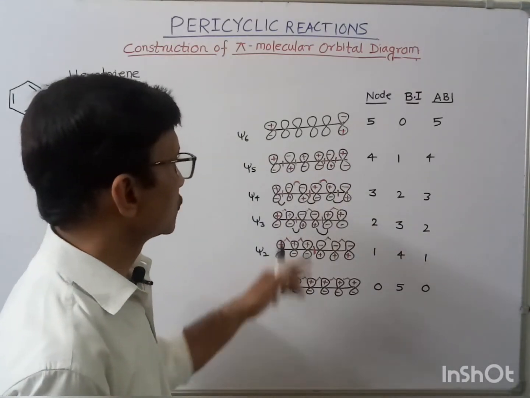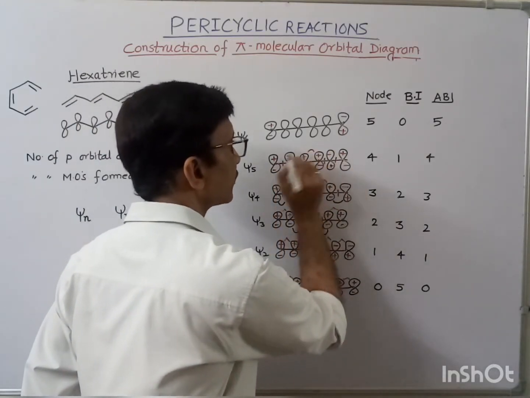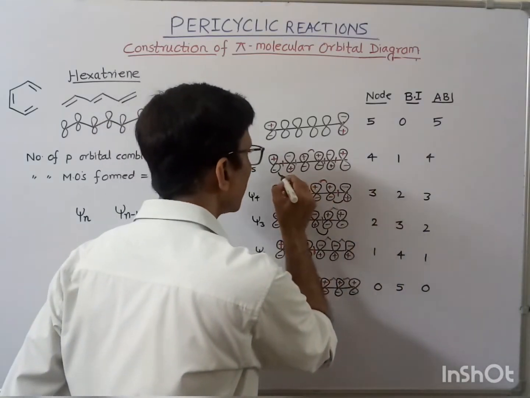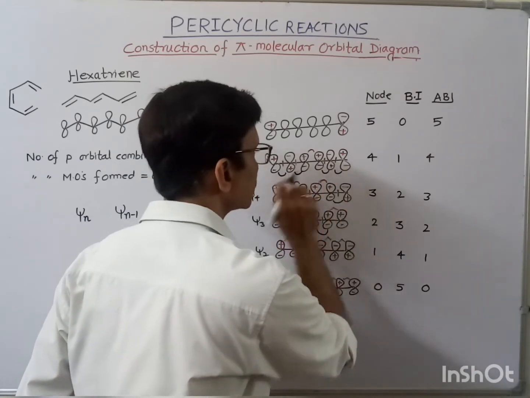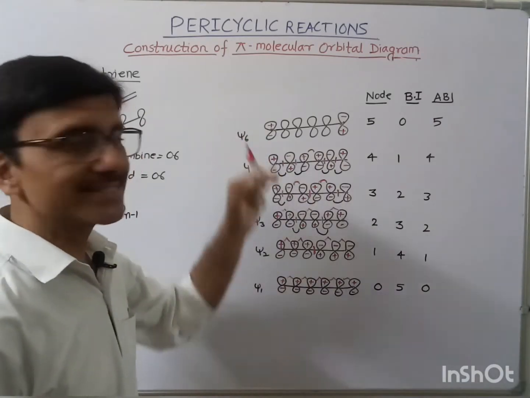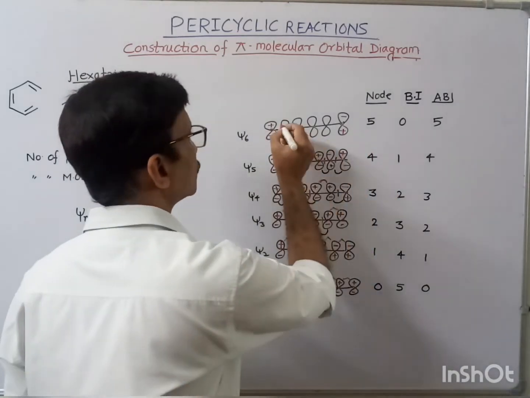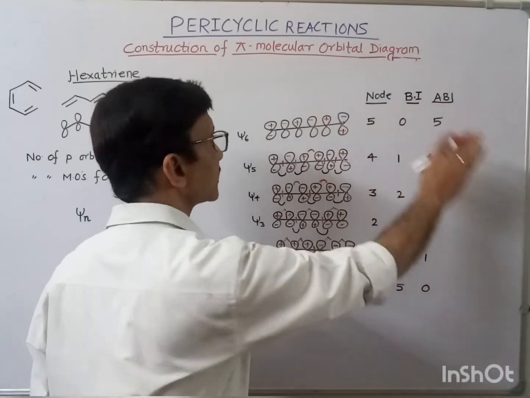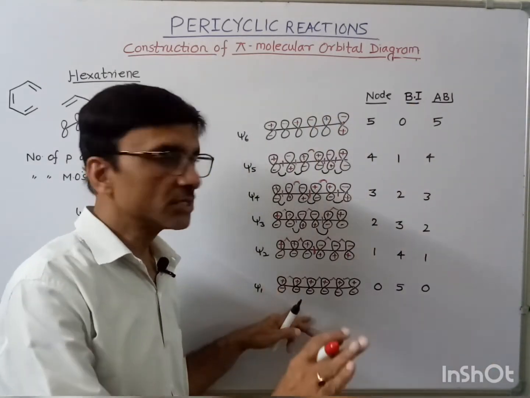Clear? So if you see the bonding interaction, how many bonding interactions? This is one bonding interaction. And four anti-bonding interactions: plus minus, plus minus, plus minus, plus minus, four anti-bonding interactions you can see. So what about this psi 6? Psi 6 you can write easily, just give the opposite sign to all the lobes, plus minus, plus minus, plus minus, like this.